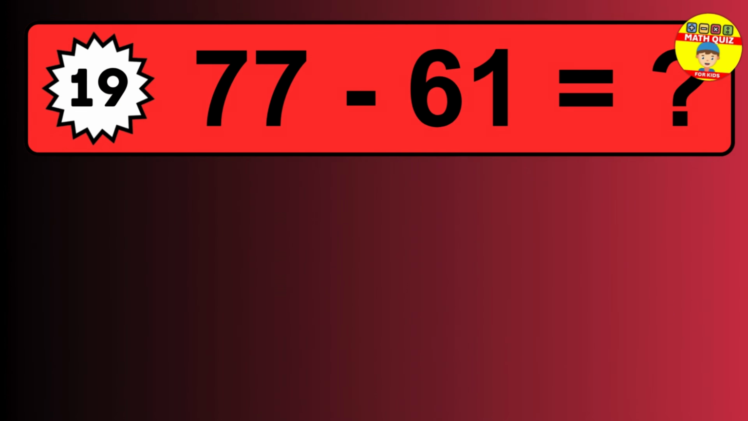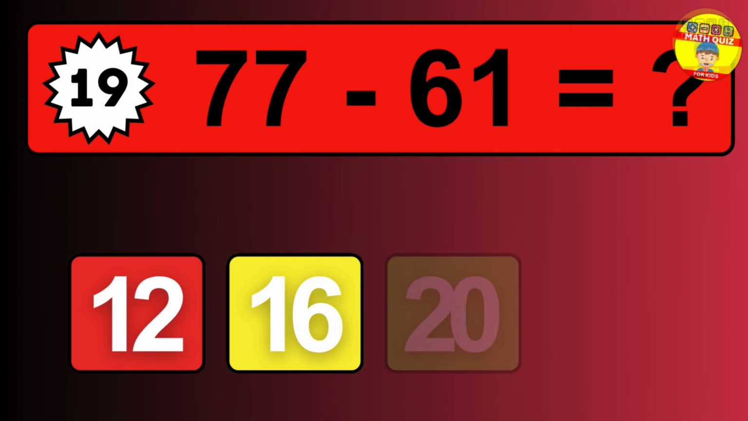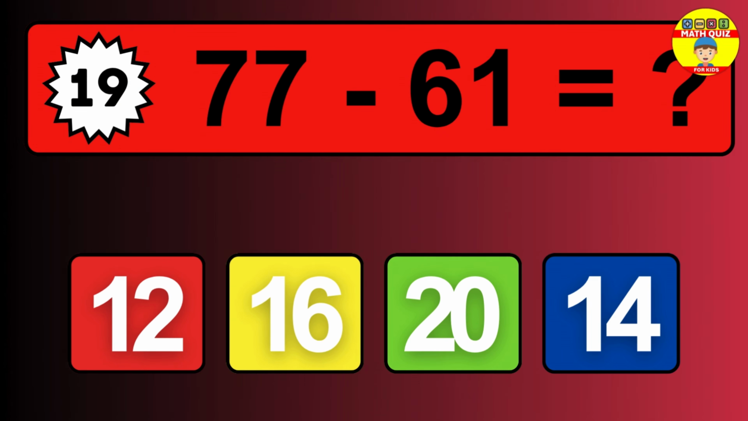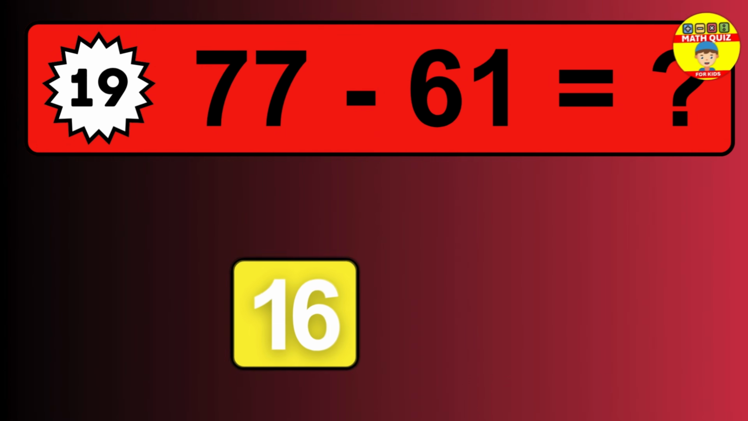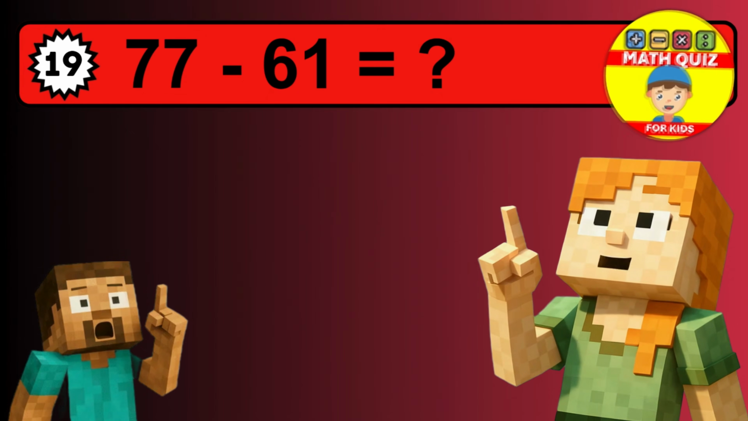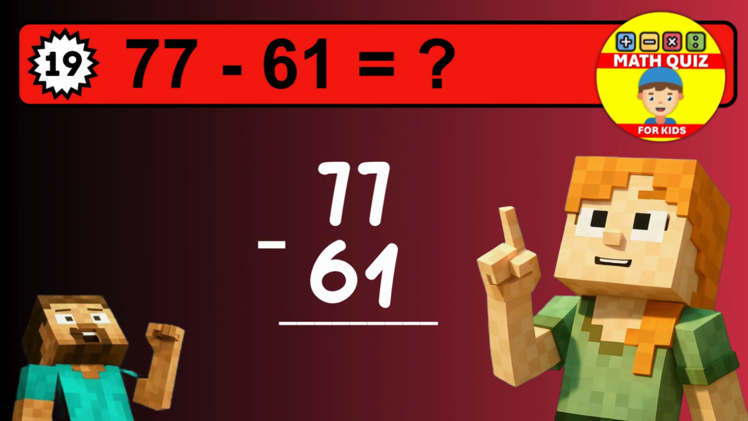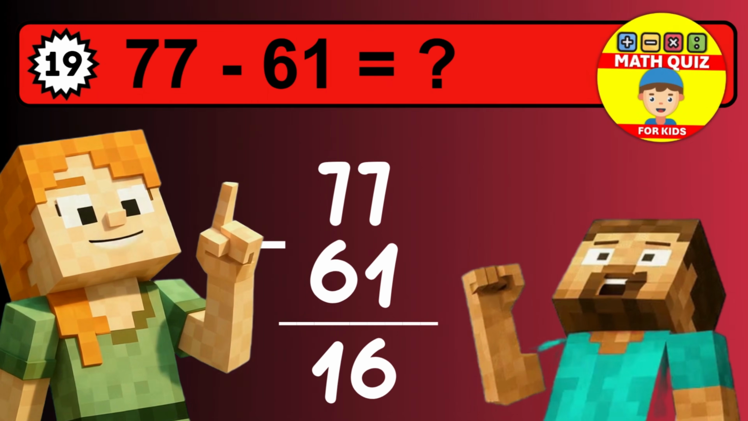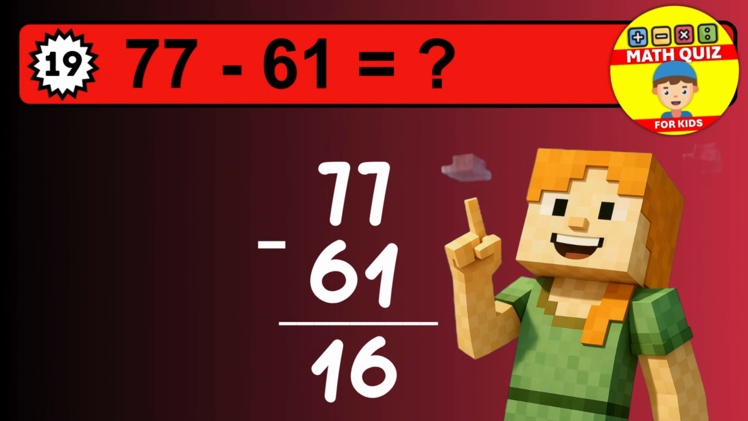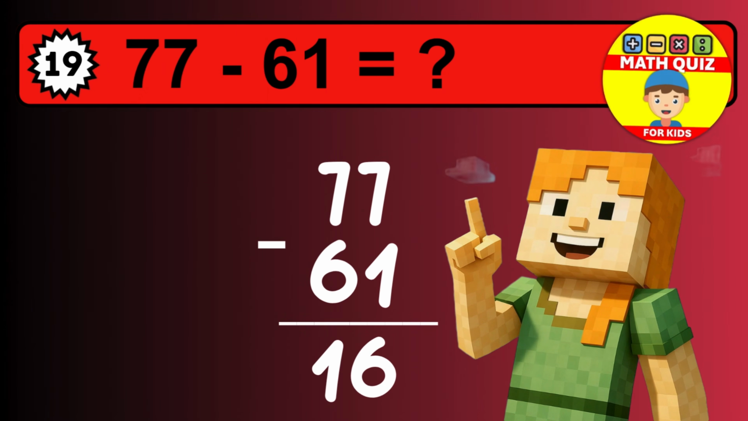What is 77 minus 61? Time to think. Let's solve this step by step. We start with the units. 7 minus 1 is 6. Then we go to the tens. 7 minus 6 is 1. The final answer is 16.